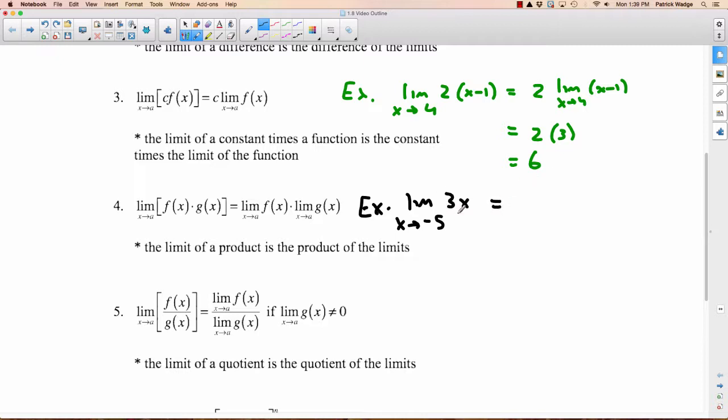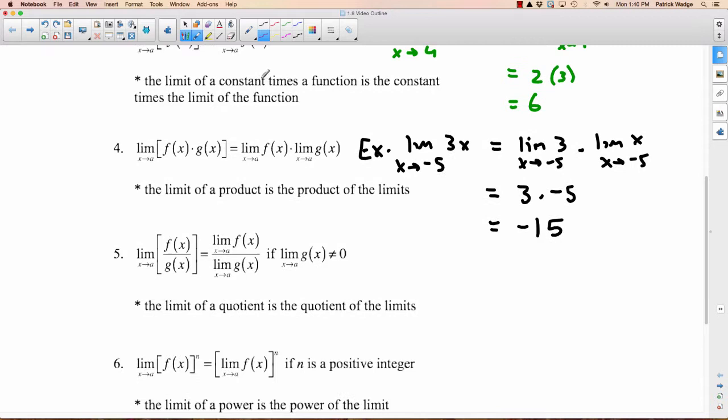So I'm keeping things very simple here, right? My two functions, the first function is just 3, I mean it's a bit basic, and the second function is x. And what this property tells us is we can take the limit of 3 as x approaches negative 5 and multiply it by the limit of x as x approaches negative 5. So as x approaches negative 5, 3 is just 3. Nothing happens there. As x approaches negative 5, x is negative 5. Just substitute in. So you get 3 times negative 5, which is negative 15.